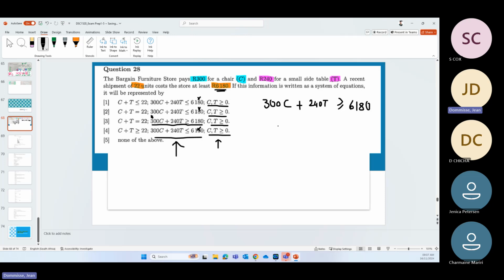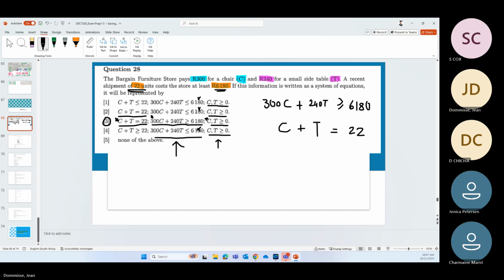The last component, the number of chairs and number of tables is equal to 22 units. Okay, so here they didn't say more than 22. They didn't say less than 22. They said it is equal to 22 units. So if we look at that, that one was right, that one was right, but then 3 is the correct option because it has all 3 of them as correct.